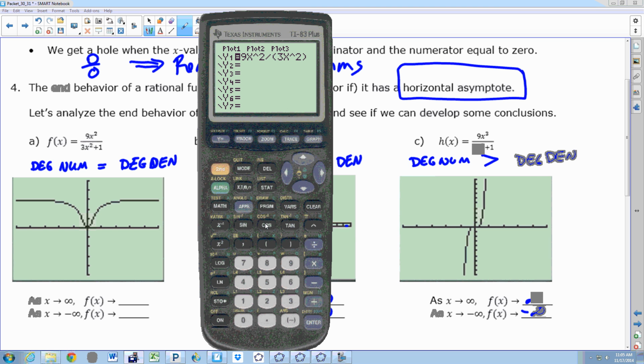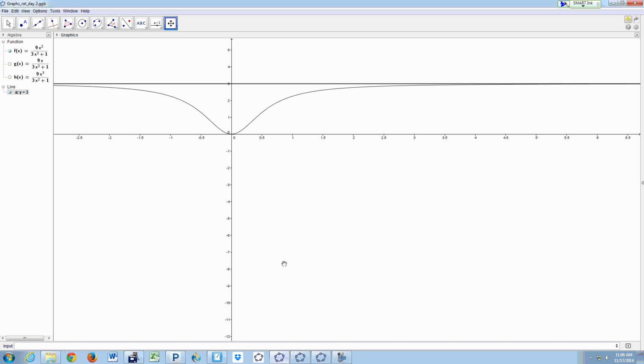9x squared divided by 3x squared. What happens to the x squared over x squared? Cancels. What's that become when you say it cancels? What number? Come on, folks. X squared over x squared cancels. What number does it become? 1. So what are the only numbers we have left? 9 divided by 3, which is what? 3. What's my horizontal asymptote here? 3.